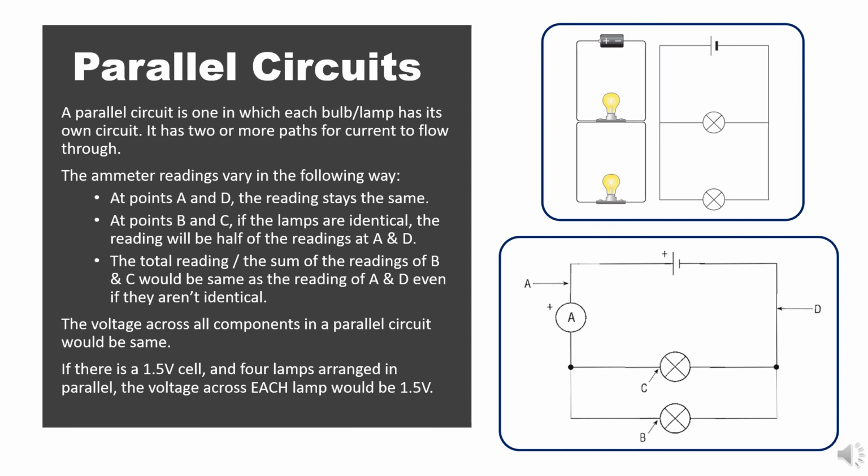The voltage across all components in a parallel circuit would be same. If there is a 1.5V cell and 4 lamps are arranged in parallel, the voltage across each lamp in the parallel circuit would be 1.5V.